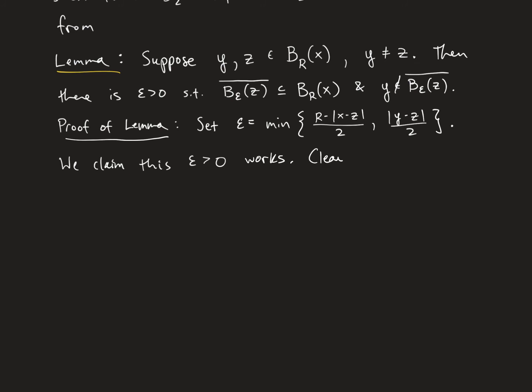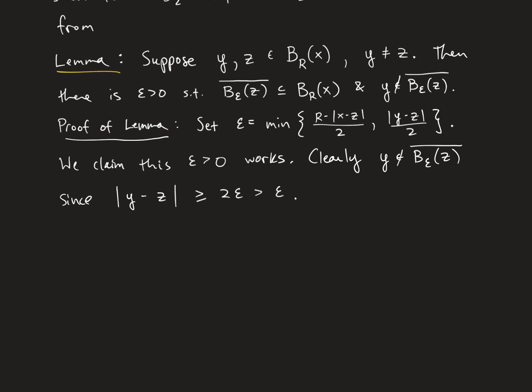So clearly y is not in the closed epsilon ball around z, since epsilon is less than or equal to the distance from y to z over 2. So 2 epsilon is less than or equal to the distance from y to z. In other words, the distance from y to z is greater than or equal to 2 epsilon, which is greater than epsilon. So the distance from y to z can't be less than or equal to epsilon because it's explicitly greater than it.